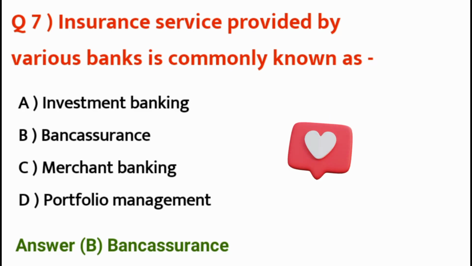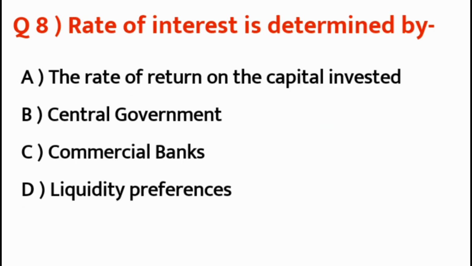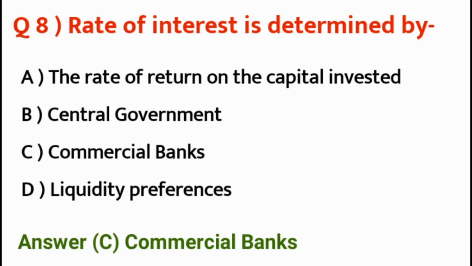Next, question number 8. Rate of interest is determined by. The correct option is option C, commercial banks. Rate of interest is determined by commercial banks.